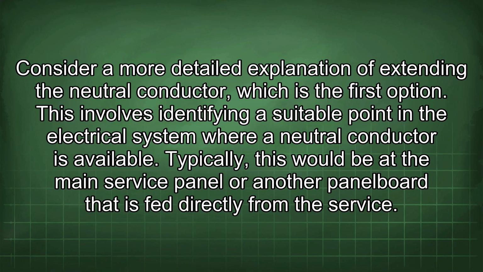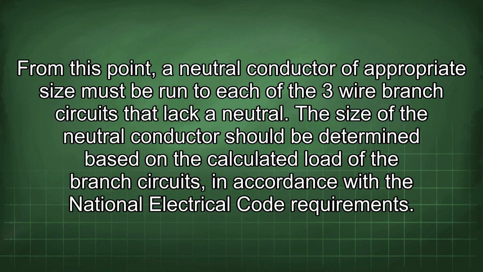Consider a more detailed explanation of extending the neutral conductor, which is the first option. This involves identifying a suitable point in the electrical system where a neutral conductor is available. Typically, this would be at the main service panel or another panel board that is fed directly from the service. From this point, a neutral conductor of appropriate size must be run to each of the 3-wire branch circuits that lack a neutral. The size of the neutral conductor should be determined based on the calculated load of the branch circuits, in accordance with the National Electrical Code requirements.